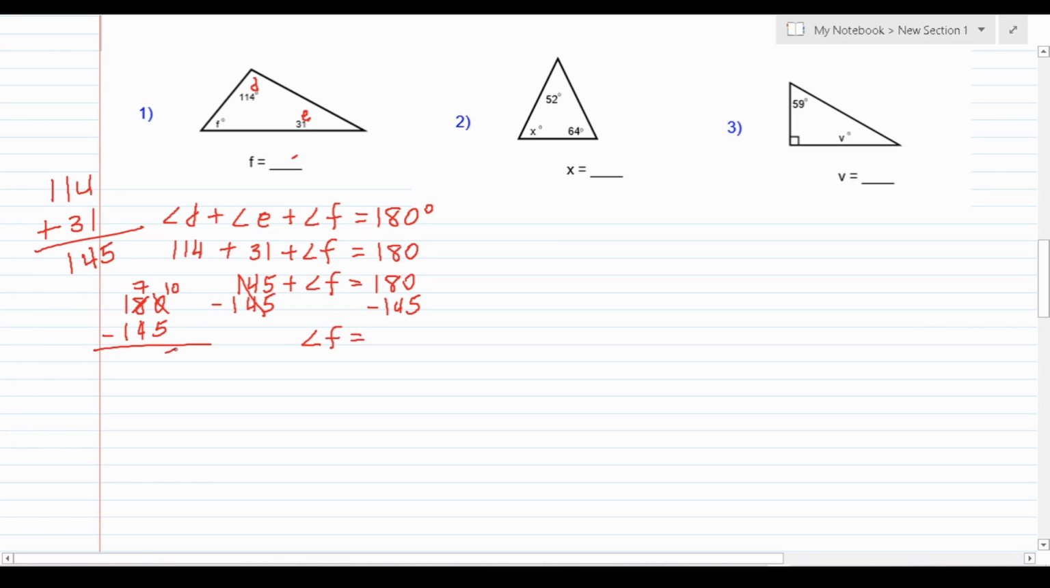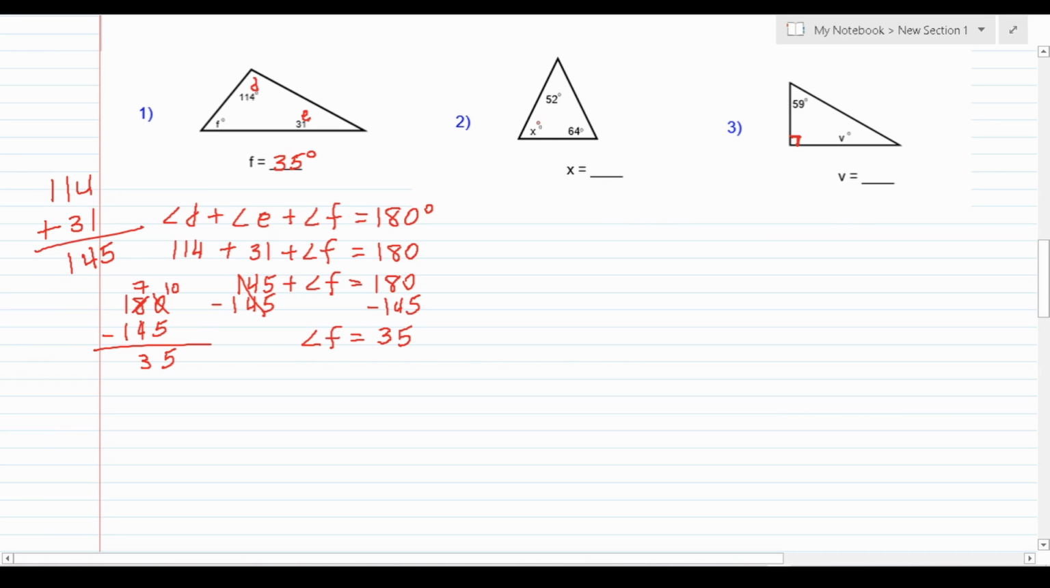10 minus 5 we should all know is 5. 7 minus 4, of course, is 3. And 1 minus 1 is nothing. So we can see that the measure of angle F is 35 degrees. Okay, so pretty straightforward once you get the hang of this. Go ahead and pause the video and try to work on number 2 and 3. As a reminder, this symbol right here indicates that this angle is 90 degrees.